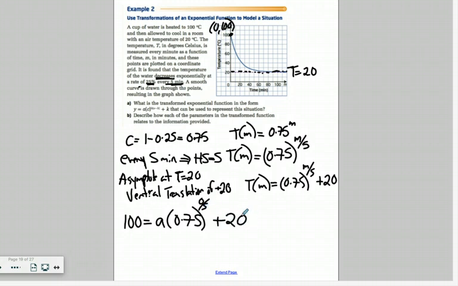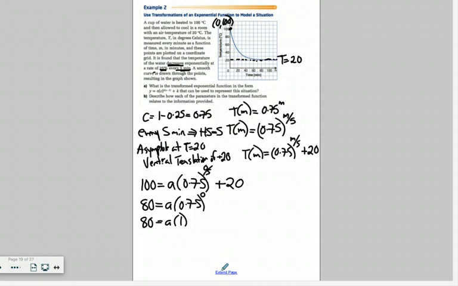And then we can solve this. We can subtract 20 from both sides. That gives me 80 is equal to a times 0.75 to the power of 0 divided by 5, which is 0. And as we've already mentioned, anything to the power of 0 is always going to equal 1. So that's 80 is equal to a times 1, which therefore means that my a value is 80. So my final equation here is T of m is equal to 80 times 0.75 to the power of m over 5, plus 20.